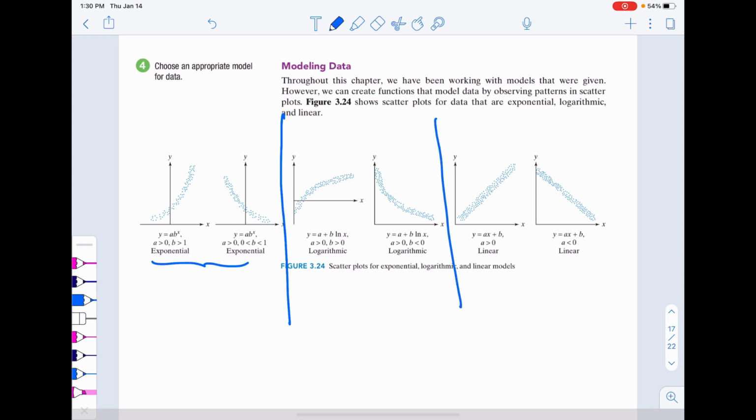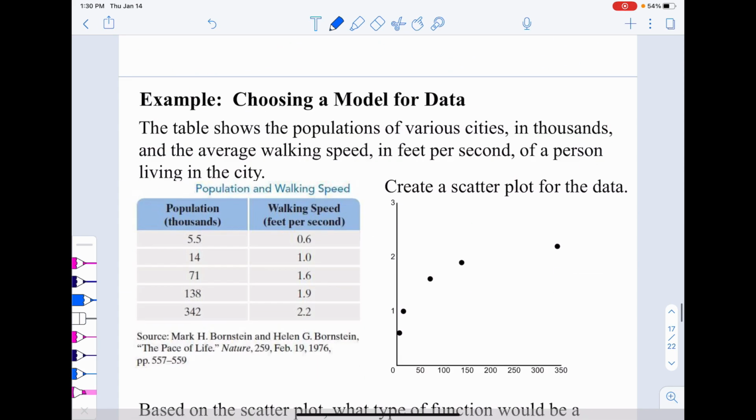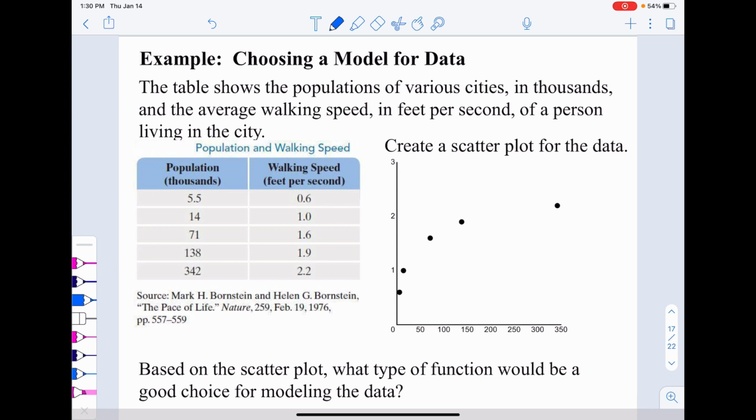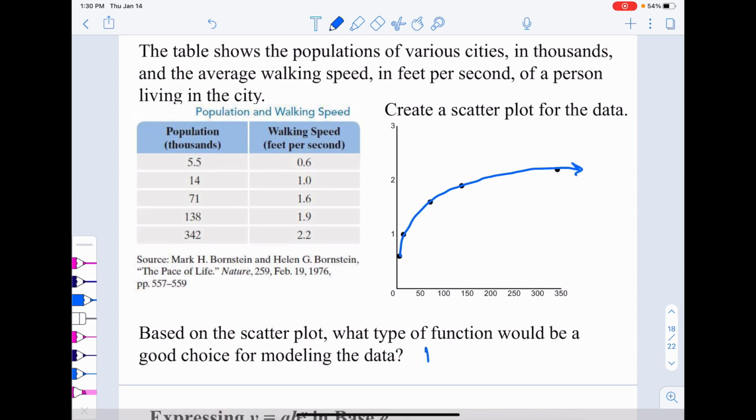The next part talks about our logarithmic functions. That's where we have that vertical asymptote at 0. And then the other piece talks about linear, right? Something that is looking like, as you look at the data, it's going to end up making a straight line. So the last piece. It says the table shows the populations of various cities in thousands and the average walking speed in feet per second of a person living in the city. Look at this data. What do you think is happening? Exponential, logarithmic, or linear? That's going to be logarithmic.